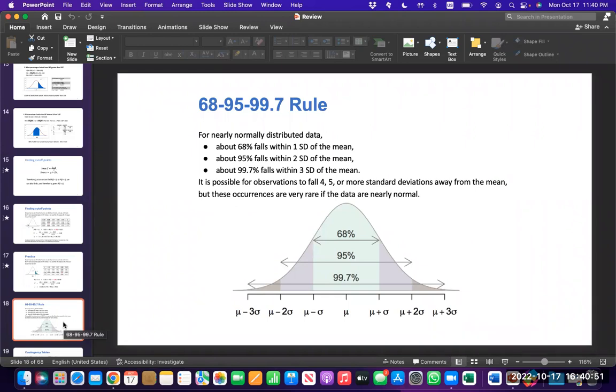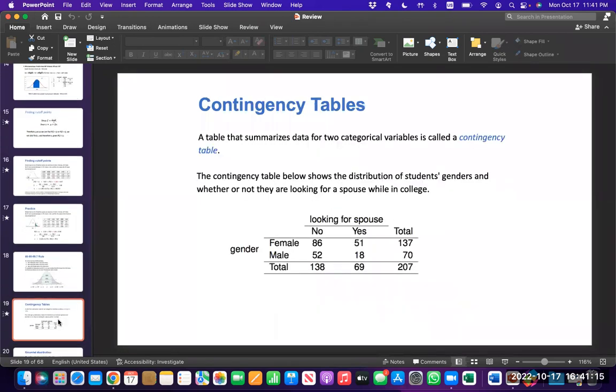So here we have the 68, 95, 99.7 rule. 68% fall within 1 standard deviation of the mean. This is this range. 95% fall into 2 standard deviations. It's not strictly 95, it's an empirical rule. So basically 2 standard deviations capture 95% of the data, and 3 standard deviations capture 99.7%.